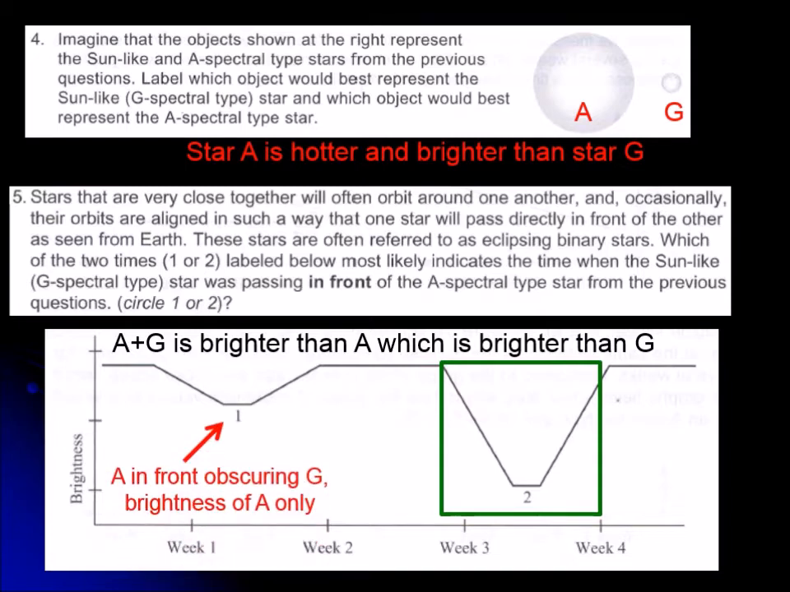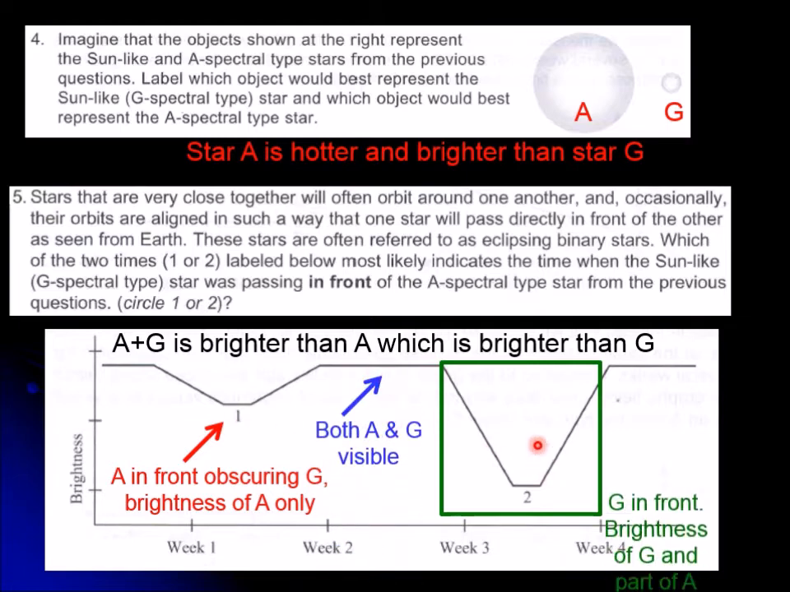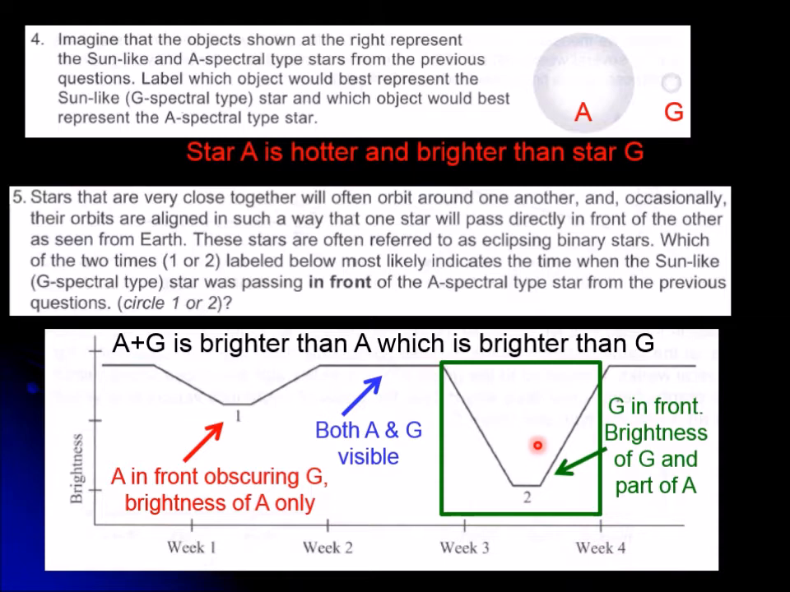So we have here A in front obscuring G, A and G both visible, and here G in front of A.